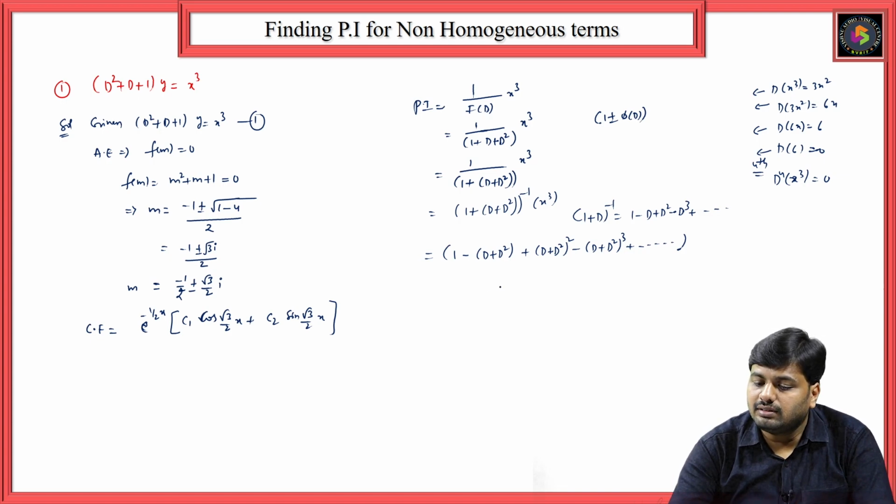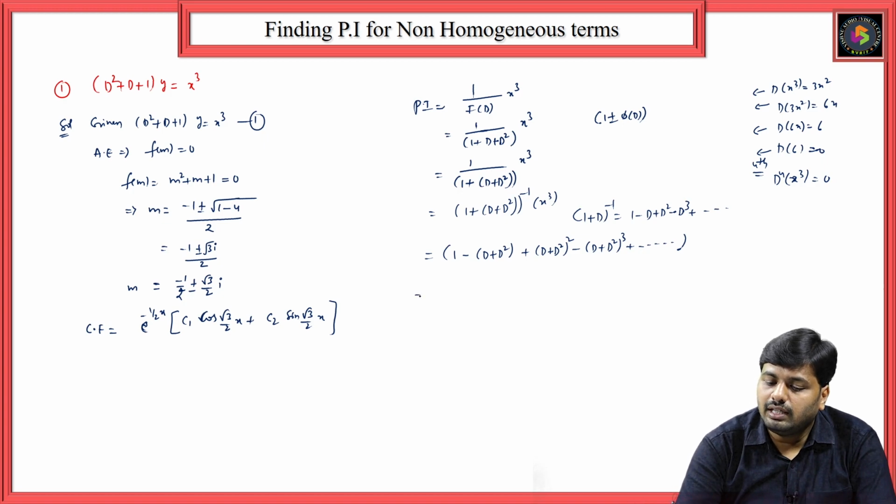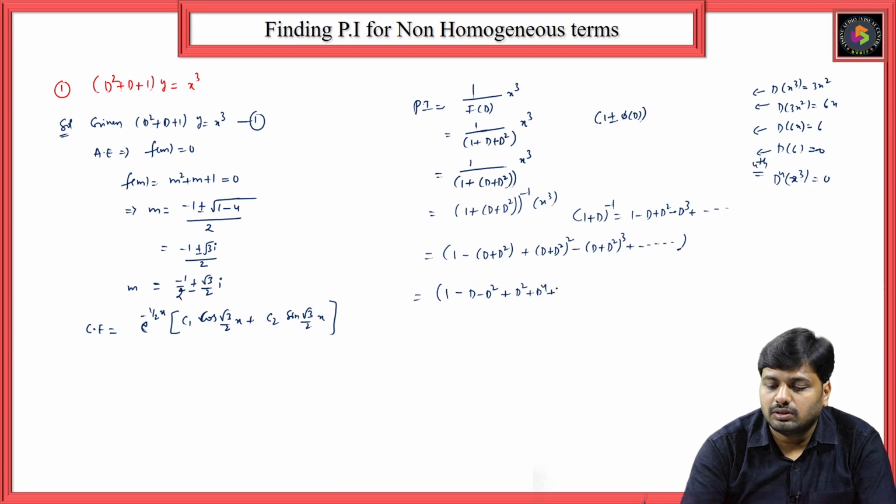That means in this case, we cannot write the D⁴ and above terms. We have to write the terms below D⁴. Then we can finish the problem. 1, we can expand this D + D². We can expand this D², D⁴ + 2D³.